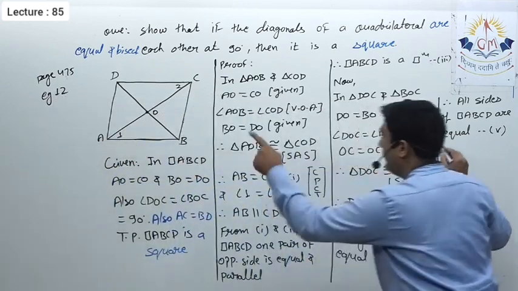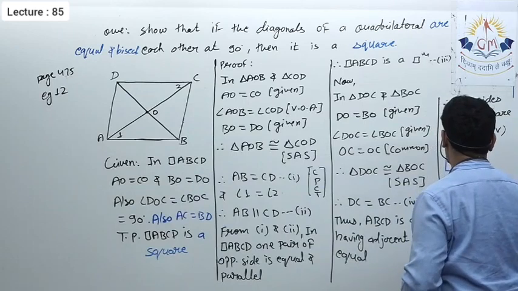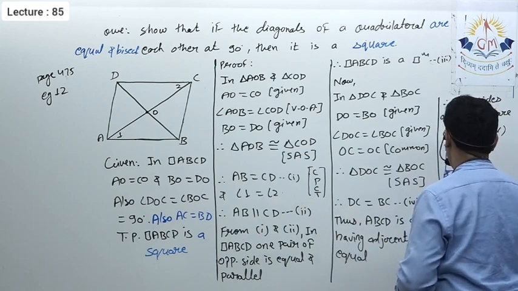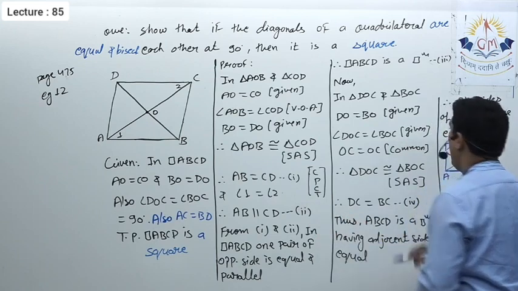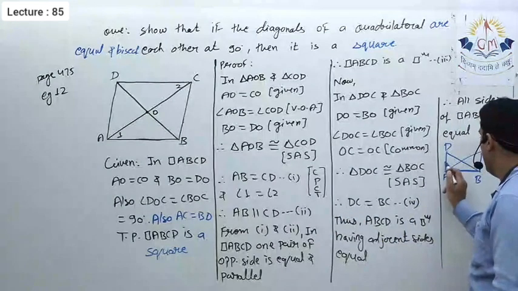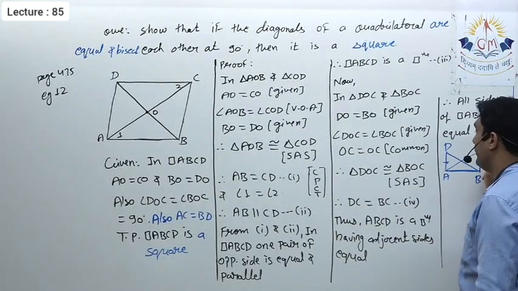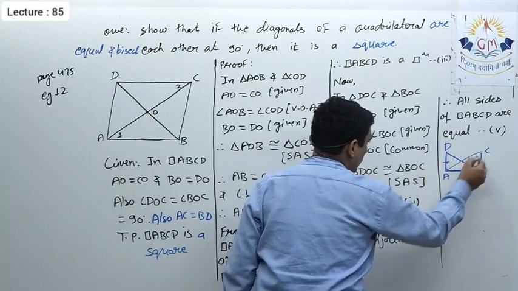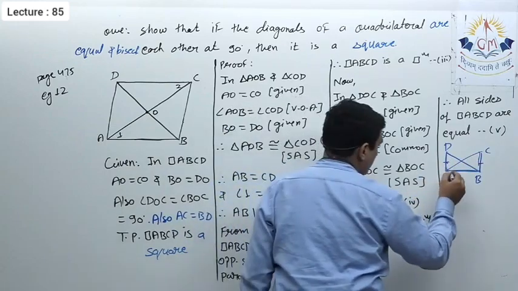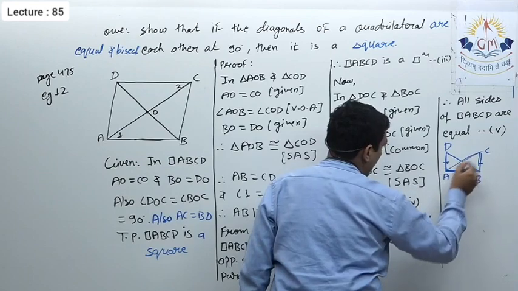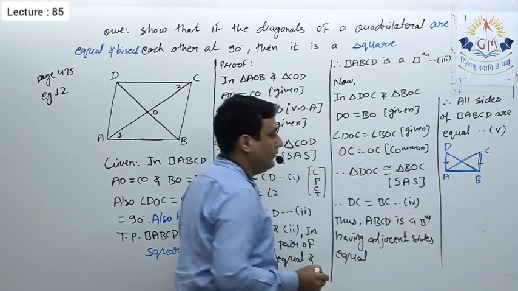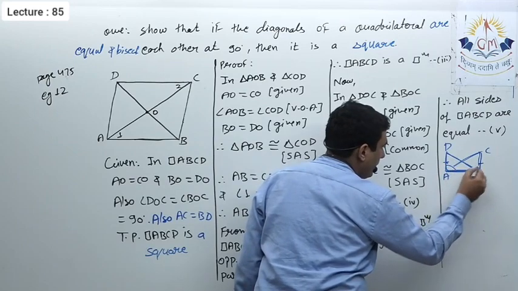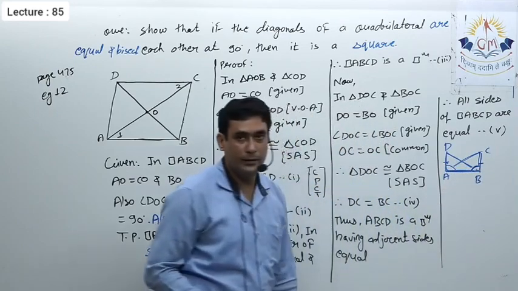Here I am taking triangle DAB and triangle ABC. I will prove the two triangles congruent: DA equal to BC, since we just proved all sides are equal. Then AB is common and AC equal to DB, that is given. So the triangles will be congruent, so these two angles will be equal by CPCT.